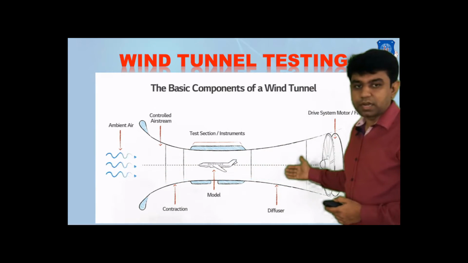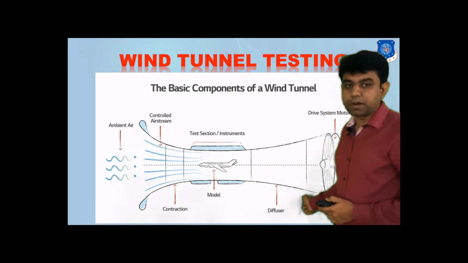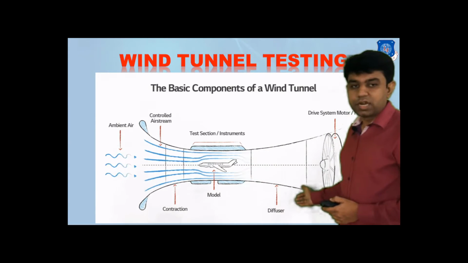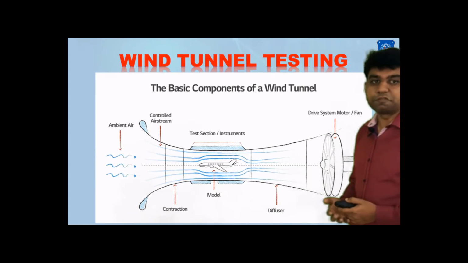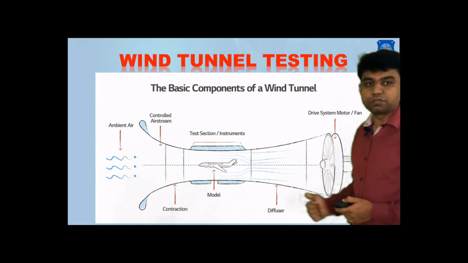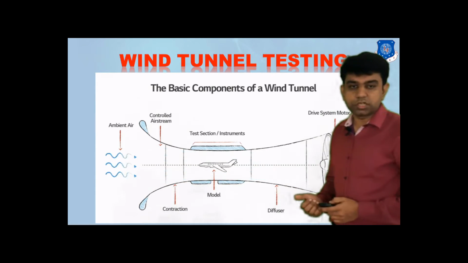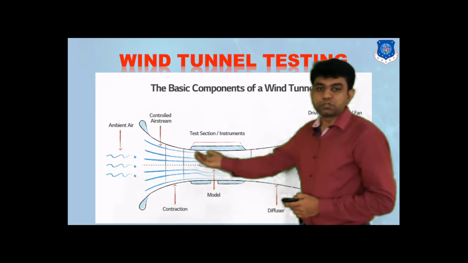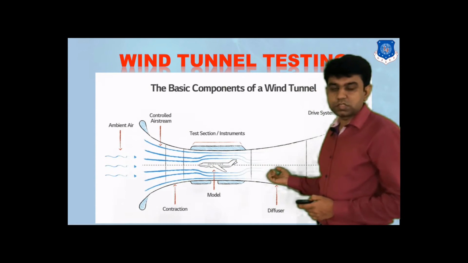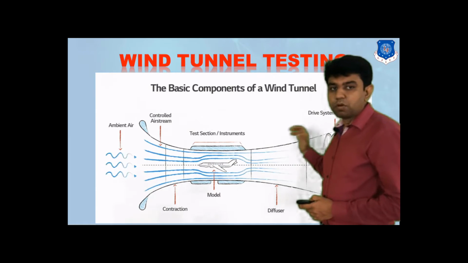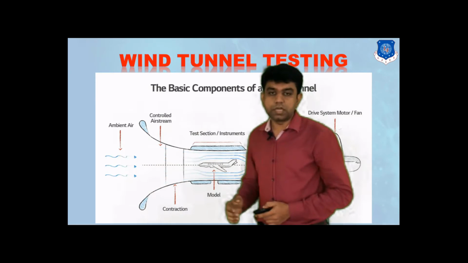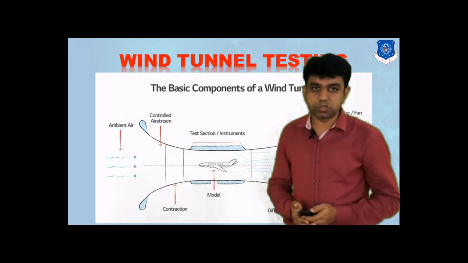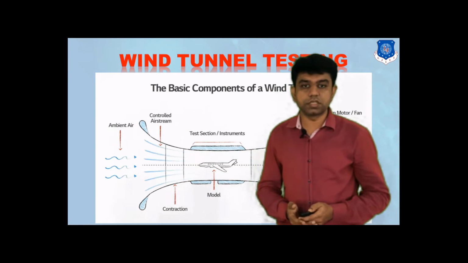The next and last part is called the diffuser, which has a wide section, and at the end of that diffuser you will find one drive system, that is a motor or a fan. But this fan can be of two types: either a suction type of fan which will suck all the air inside this test section, or a blower type of fan which will blow the wind on this test section. So we have these two different possibilities as far as wind tunnel testing is concerned.